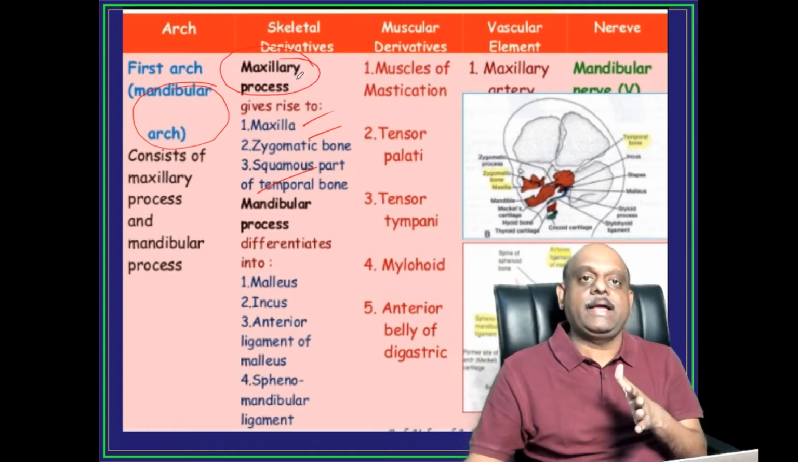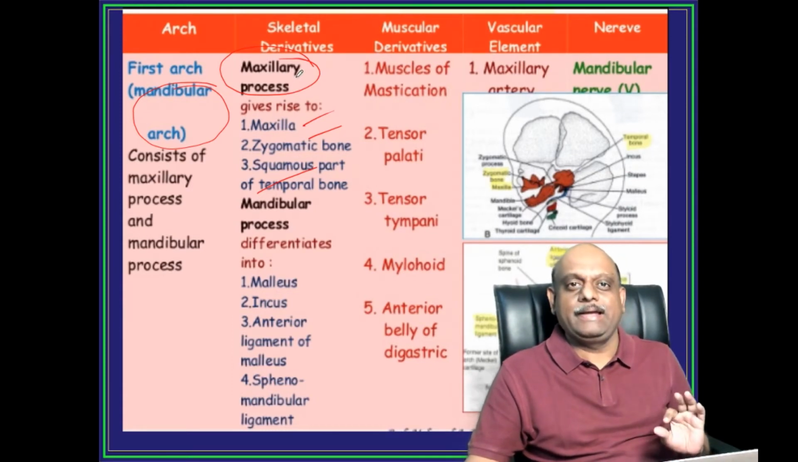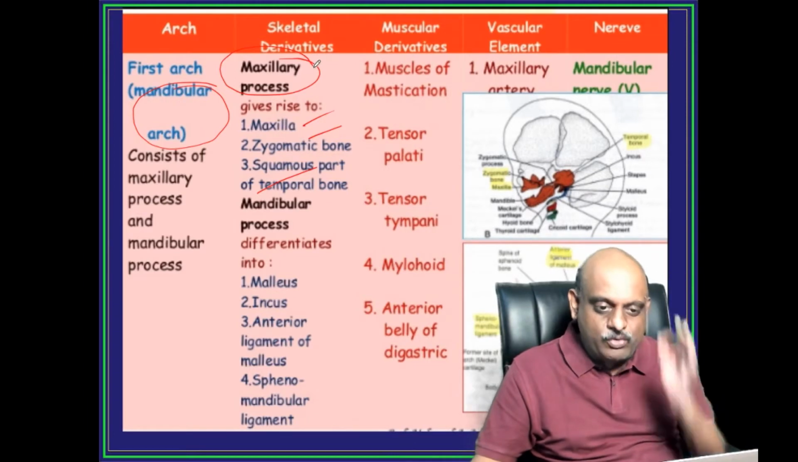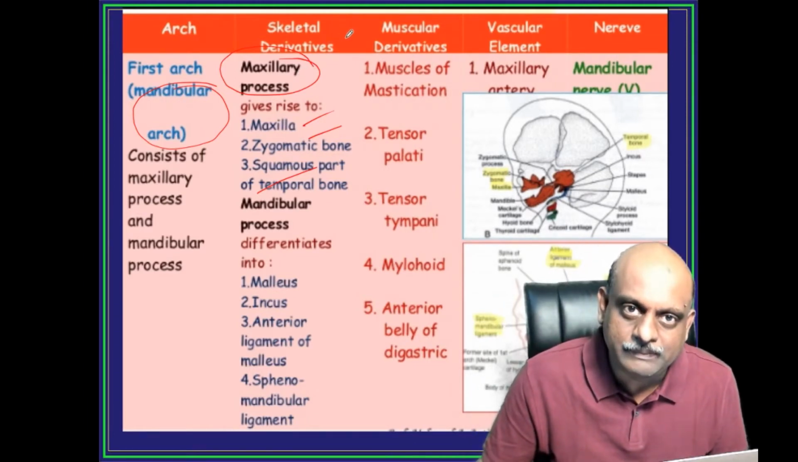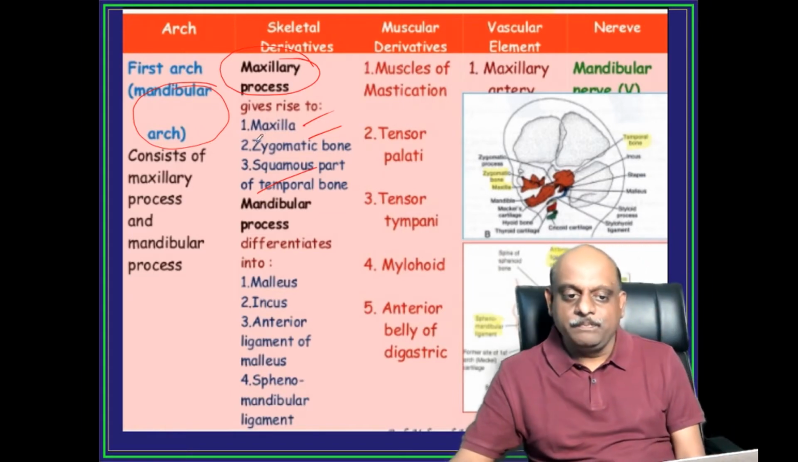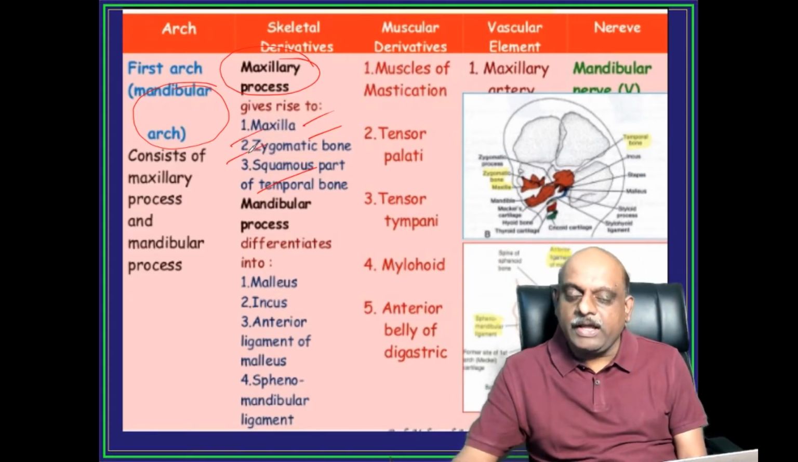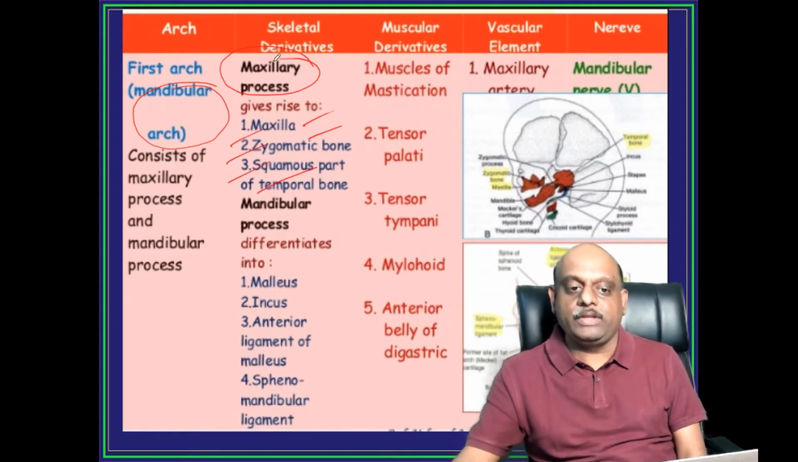You have to read slowly. You have to read carefully, read with your heart, and remember. So this is most important thing which is frequently asked in the NEET PG exam. So maxilla, zygomatic bone, squamous part of temporal bone, they're all derived from the maxillary process.